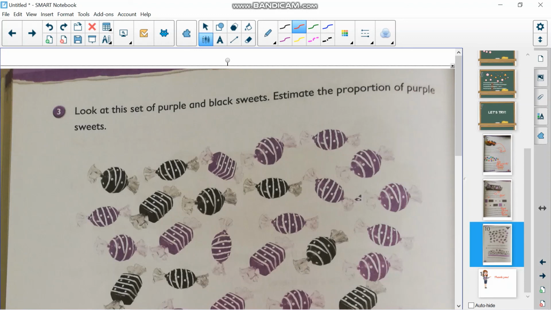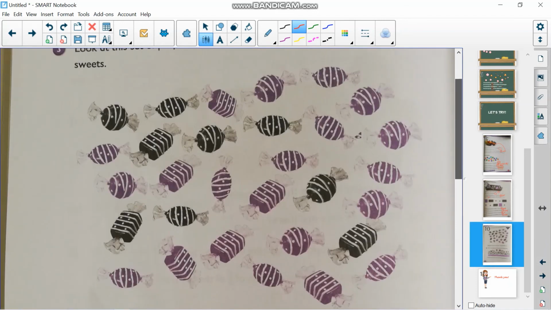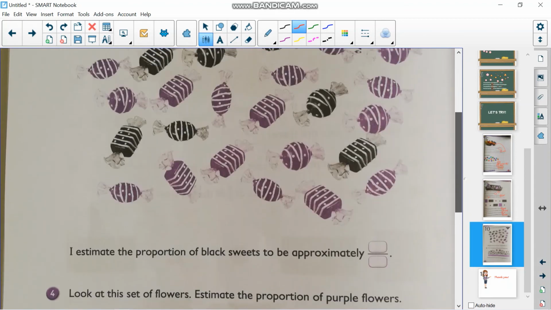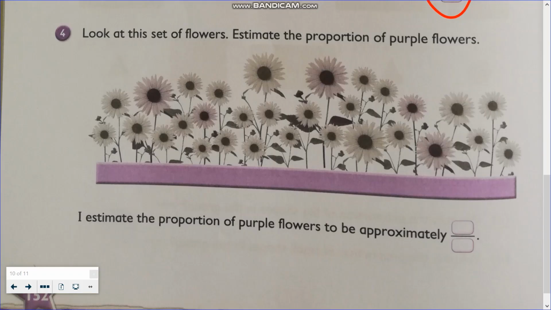For number 3, look at the set of purple and black sweets. Estimate the proportion of purple sweets. Make an estimate by just looking at the sweets. Do not count them. Write your estimate here. And then for number 4, again, it's estimating. Look at the set of flowers. Estimate the proportion of purple flowers. Write your answer here.